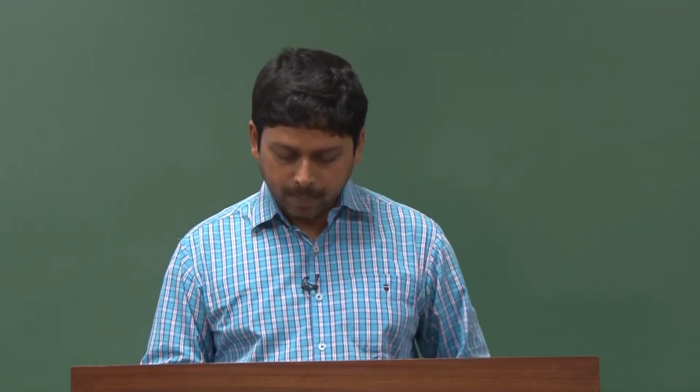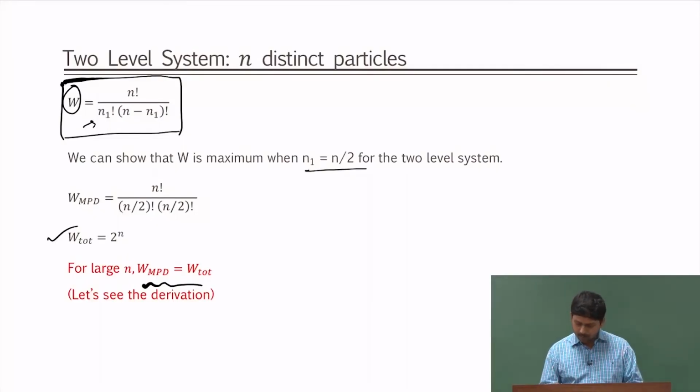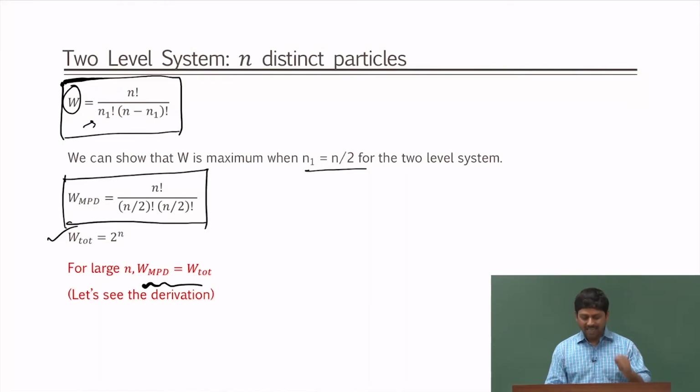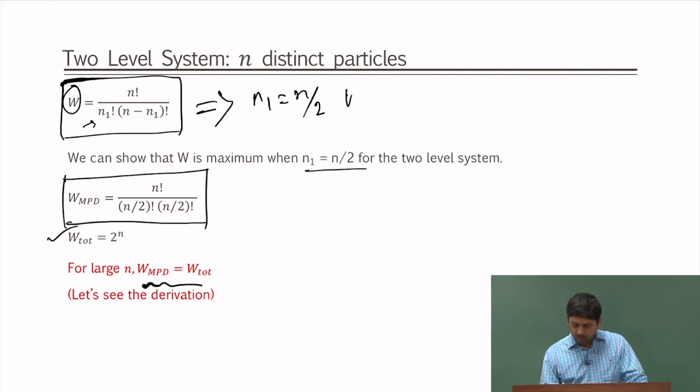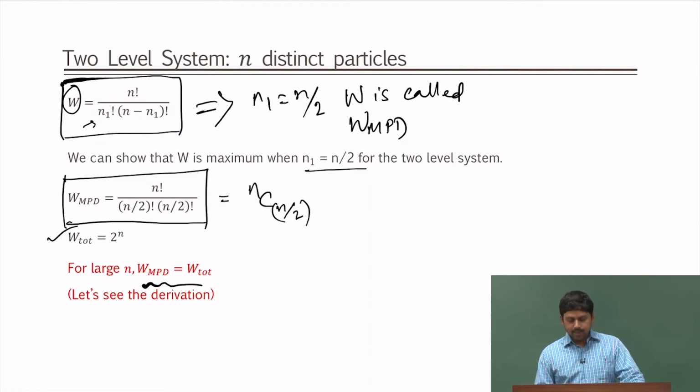So, now I will go back to the point where we have shown that WMPD, that means most probable distribution, that means the maximum value of W, is when n1 equals n by 2. So, from here we get that if n1 equals n by 2, the W is called WMPD. Now, once we get that, we have to show that WMPD is nothing but n C n by 2, that is nothing but 2 to the power n. So, let us do that.